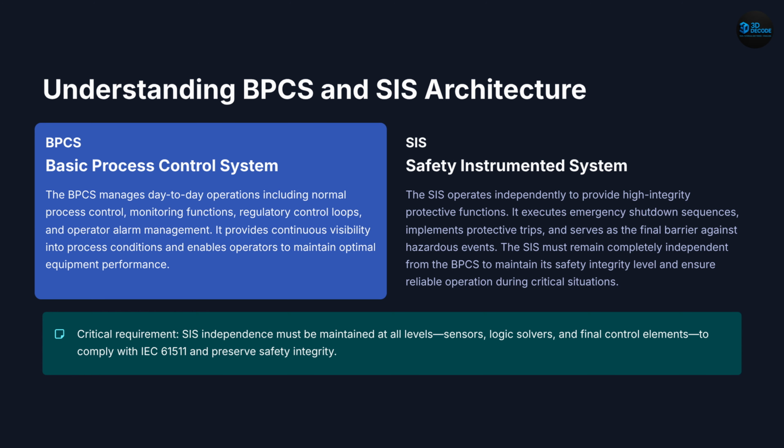Slide 1. BPCS versus SIS. First, you must clearly understand the difference between BPCS and SIS. The Basic Process Control System, or BPCS, is used for normal operation. It controls the process, shows readings to the operator, and generates alarms when something is going wrong. On the other hand, the Safety Instrumented System, or SIS, is designed for protection. It acts independently and automatically shuts down equipment during dangerous situations. The most important rule here is that the SIS must remain completely independent from the BPCS. This independence is required by safety standards like IEC 61511.